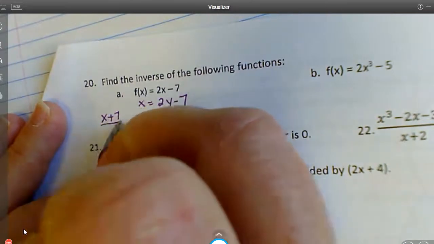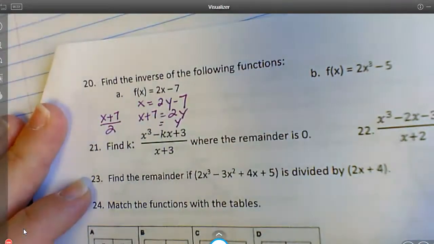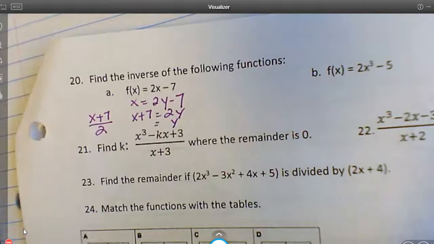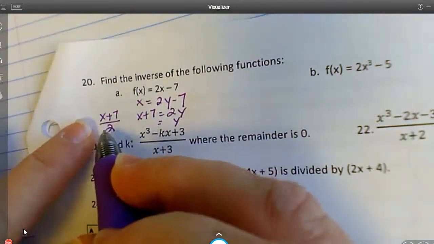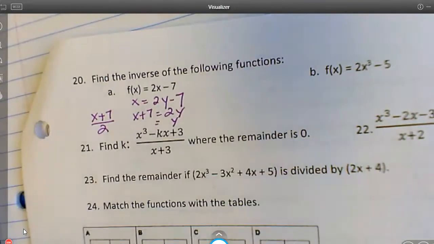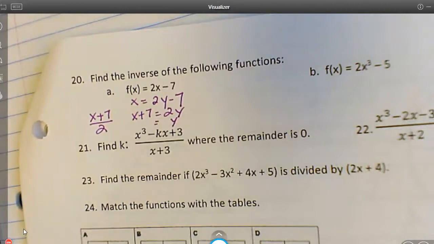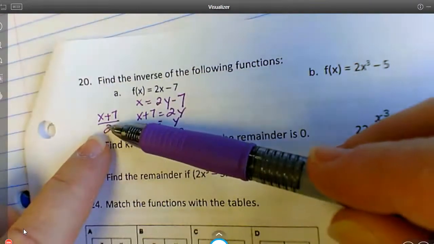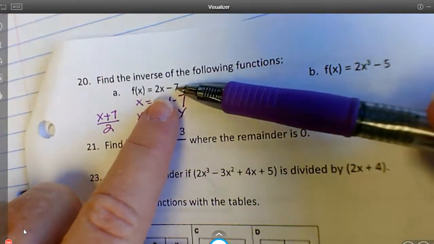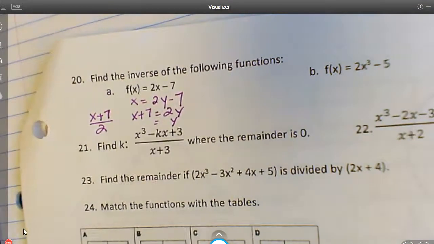When you divide by 2, you can put it all under 2, or you can do it separately and do x over 2 plus 7 over 2. It just depends on how the answer choices might be written if that was a multiple choice. You could also graph what you think the inverse is and what the original was, and check to see if they look like they would flip over the line y equals x.